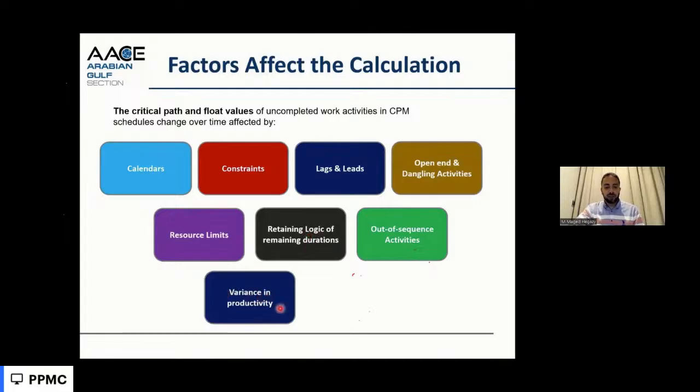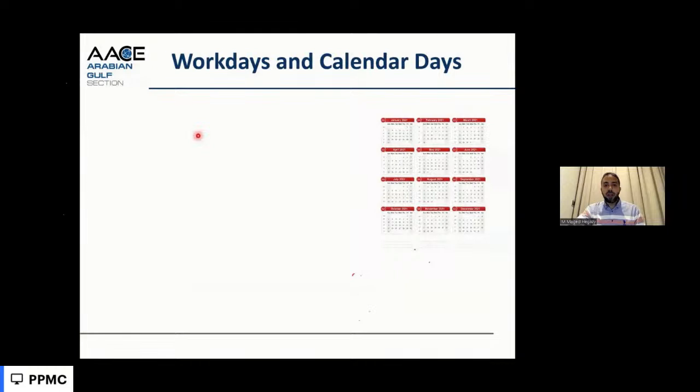The variance in productivity. The critical path or the durations of the activities are calculated based on productivities which change. Practically on site, you are producing at different rates and different productivity rates. So that affects the remaining durations and the calculation of the critical path, which should be considered. Also changes of the scope of work, if we have additional work added with its duration and relationships, can affect the critical path. So we can go to the key items.